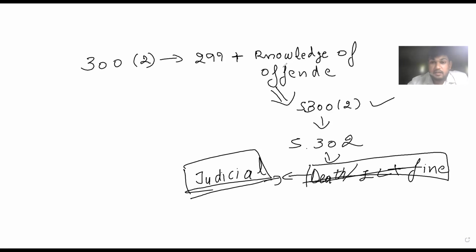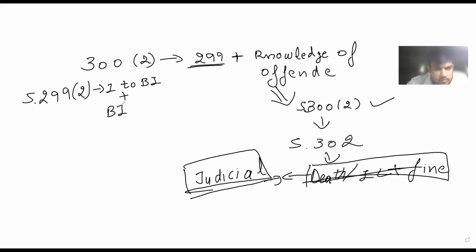Now, what happens if, suppose, section 299 clause 2 only was proved, that is, the accused had the intention to cause bodily injury plus the bodily injury is likely to cause death.